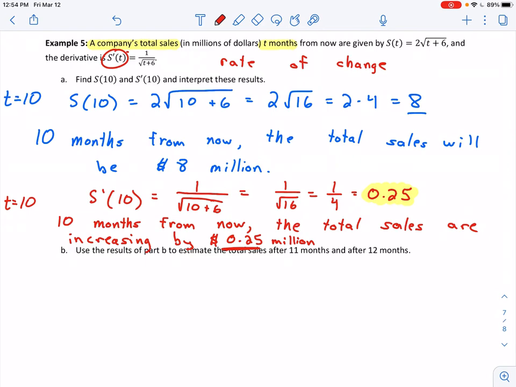All of those things would have drastically different impacts on my company. So for my unit of time, I'm just going to look back at my original problem and look at, well, what was our unit for T? We said T represented months. So our total sales are increasing by $0.25 million per month. And that's how I would interpret that derivative.